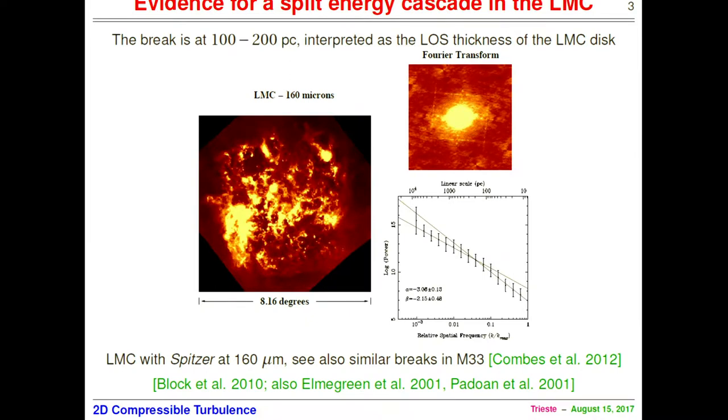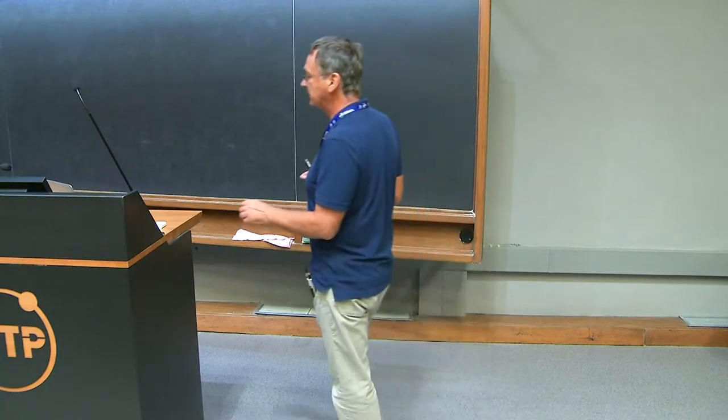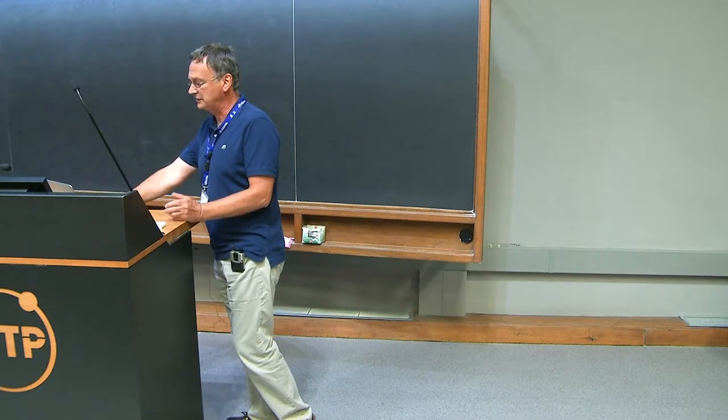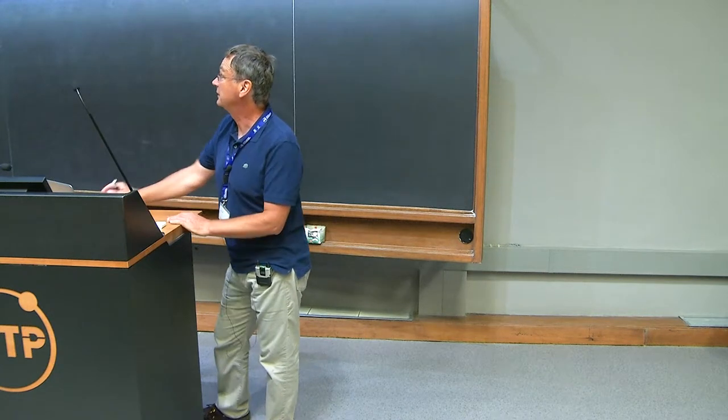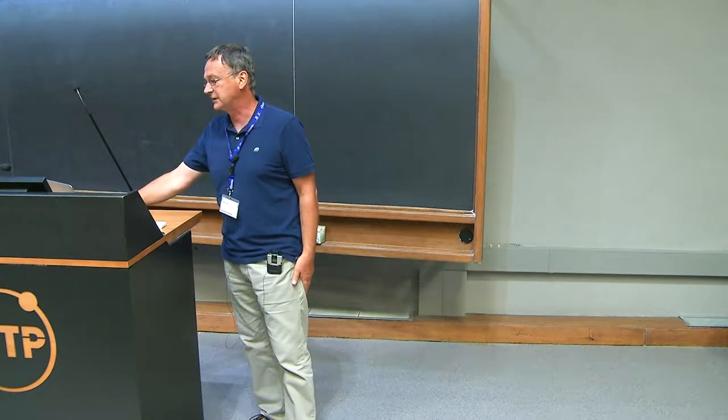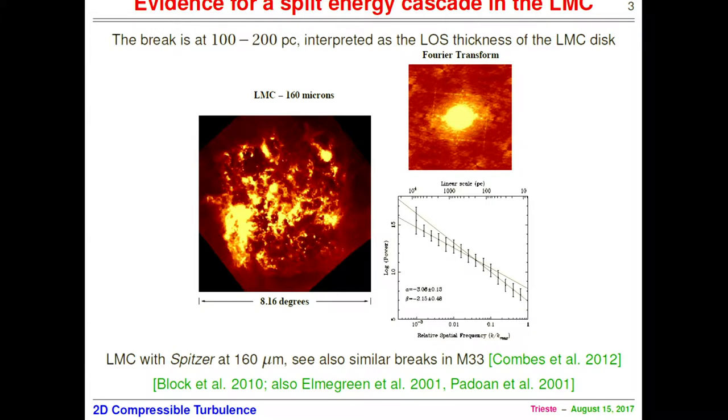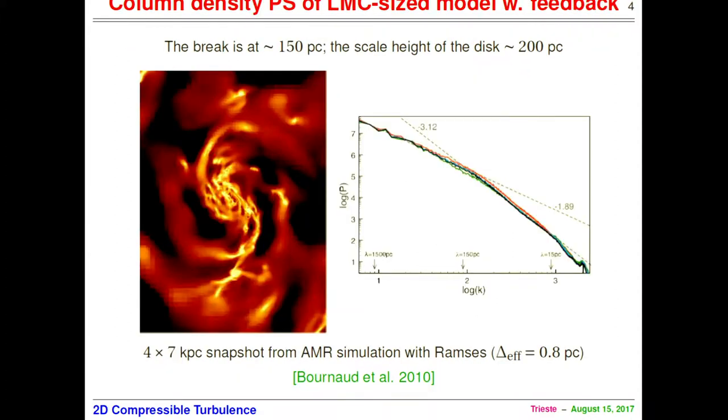The idea was that it could be something which we don't really know what it is, but it could also be a transition from quasi-two-dimensional to three-dimensional turbulence in galactic disks. This object is the Large Magellanic Cloud, a satellite of the Milky Way. Because of its proximity, we know the spectra pretty well. This is one of the best cases studied, but there are more cases like this. In astrophysics, this idea translated into measuring the thickness of the gaseous disk using this break point in the power spectrum.